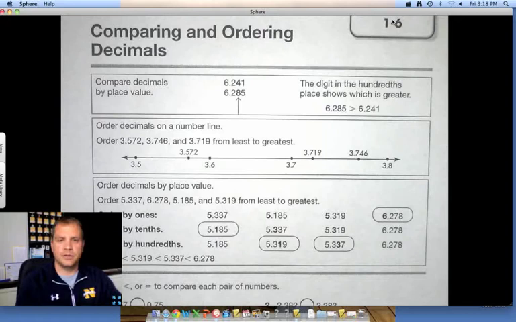For example, the two numbers that you are given, 6 and 241 thousandths and 6 and 285 thousandths, the decimal points are lined up. The ones column, we have a digit of 6, so there are 6 ones in both of those numbers. We also have 2 tenths in both of those numbers. But as you can see in the hundredths column, we have two different digits, two different values. We have 4 hundredths and 8 hundredths. 4 hundredths is smaller than 8 hundredths, so therefore 6 and 285 thousandths is larger than 6 and 241 thousandths.